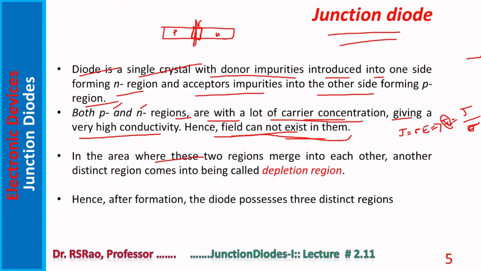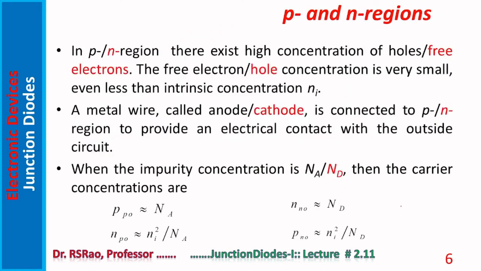In the area where these two regions merge into each other, another distinct region comes into being. It is called the depletion region. As already mentioned, this is the depletion region. Another name for it is the junction region. It is also called the transition region. Hence, after formation, the diode possesses three distinct regions. In the P or N region, there exists a high concentration of holes or free electrons: in the P region, holes; in the N region, electrons. In the depletion region, the free electron or hole concentration is very small, even less than the intrinsic carrier concentration Ni.